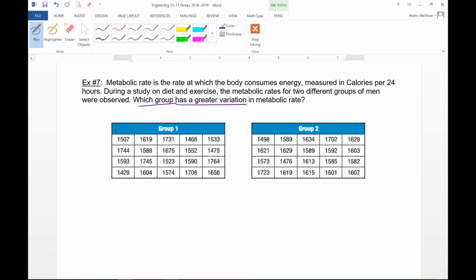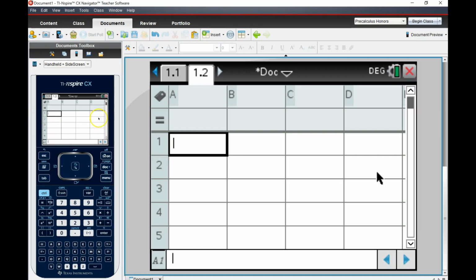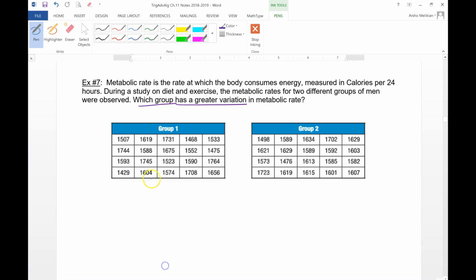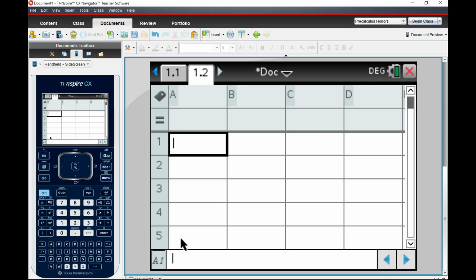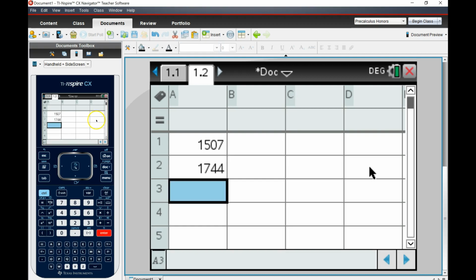So we're going to go in the calculator, back in spreadsheets, and you're going to enter in column 1 all of the data from group 1, and then enter the group 2 data in column 2. Go ahead and take out your calculators and plug all that in. In the first column, it's going to be 1507, 1744, and so on. Let me take a minute to put that in here.